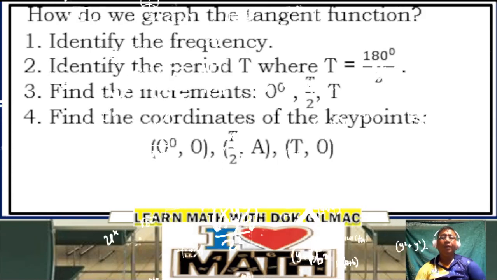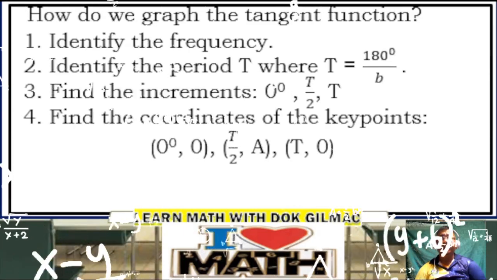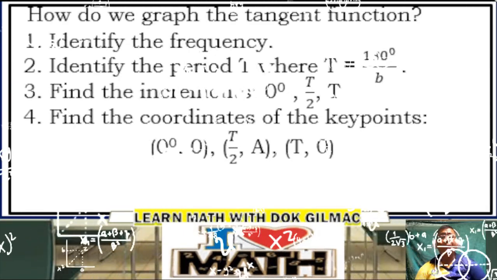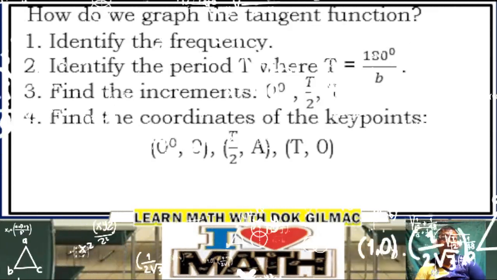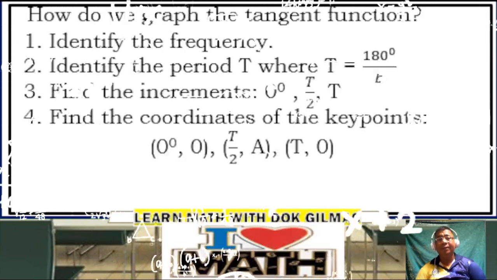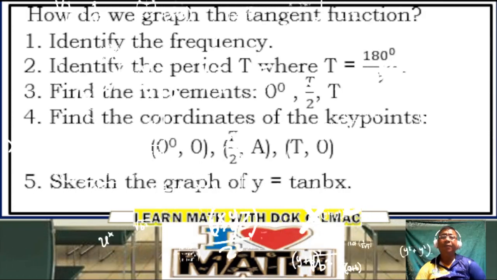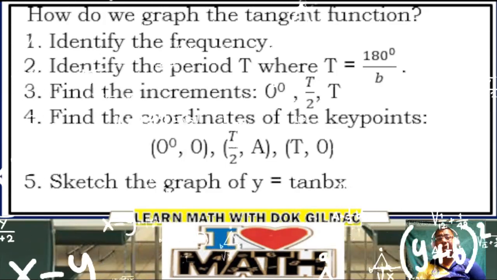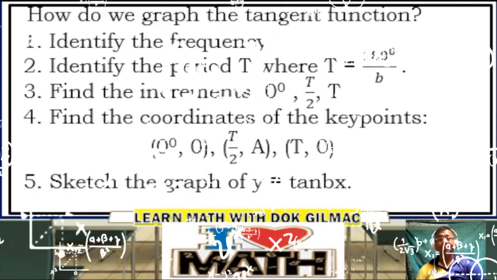Number 4, we must find the coordinates of the key points. Take note, we are simply looking for the key points in one cycle: 0 degrees and 0, T over 2 and the asymptote, T and 0. Number 5, we can now sketch the graph of y is equal to tangent bx. Take note, in one cycle.